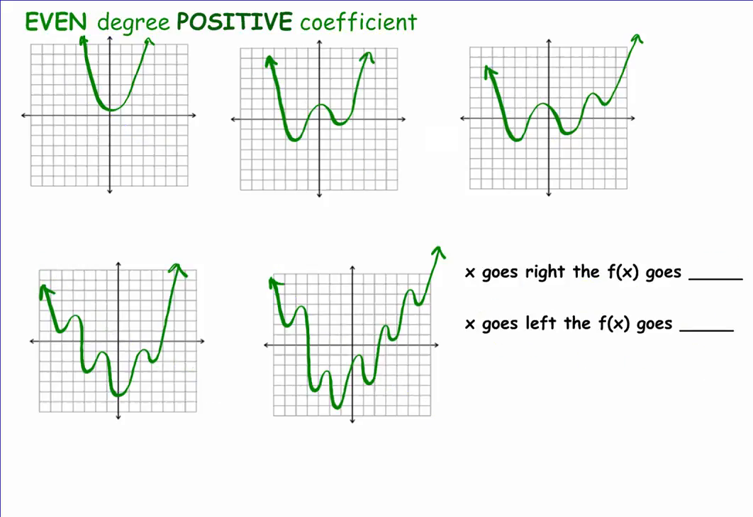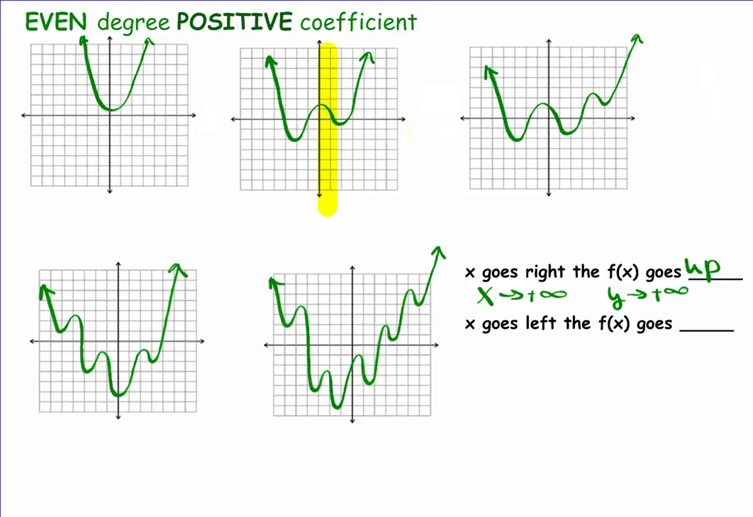Let's look at even degree positive coefficients. All right, as I travel to the right, my function goes up. Let's look at this again. As I go traveling to the right, my picture goes uphill. So that means as x goes to positive infinity, y goes to positive infinity.